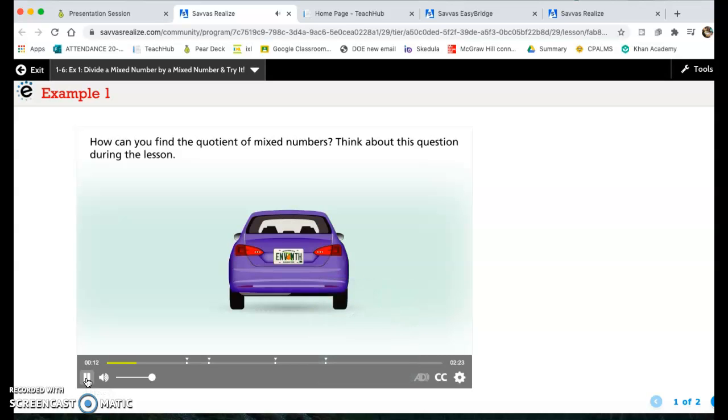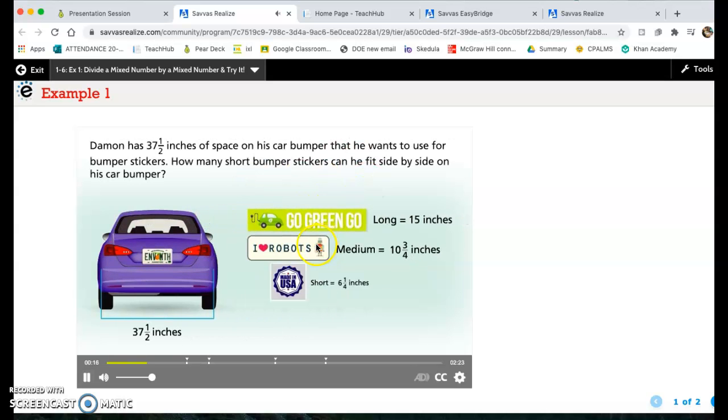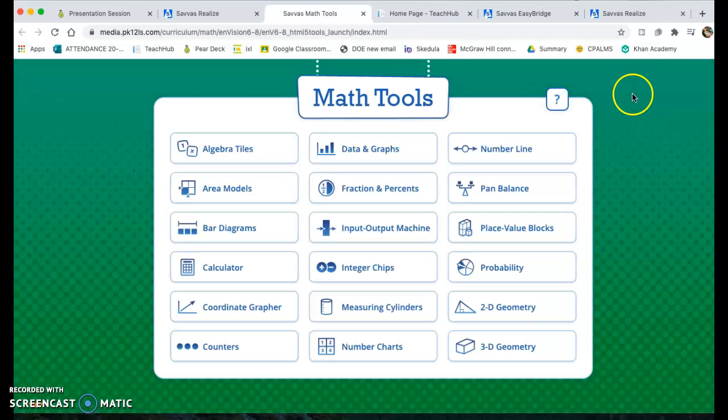I usually assign that to them. David has 37 1/2 inches of space on his car bumper that he wants to use for bumper stickers. So this one I usually let them see, and if you see some tools over here, you could use them, but the only thing that I don't have here is the pen. I could not write anything. I only have the calculator, just like that, math tools. So that's the only one they have, right?